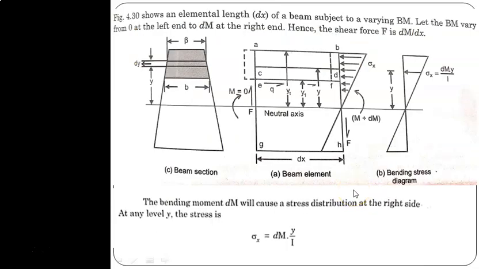Like that, in this beam, this shear displacement has been arrested, and therefore shearing resistance is produced. So, there is an element of length dx of a beam subject to a varying bending moment. Let the bending moment vary from 0 at the left end to dM at the right end. Hence, the shear force V is dM by dx.